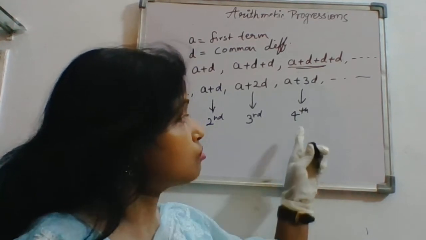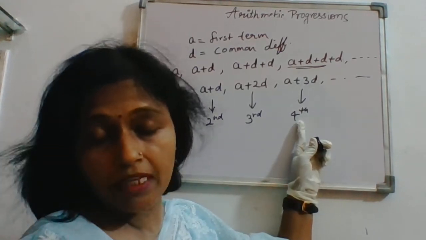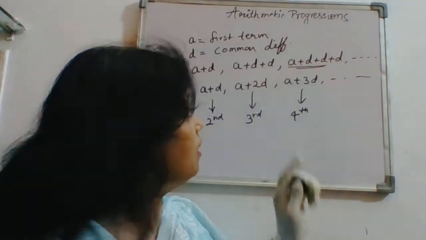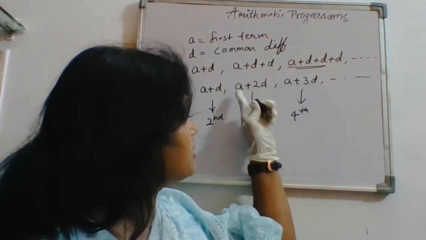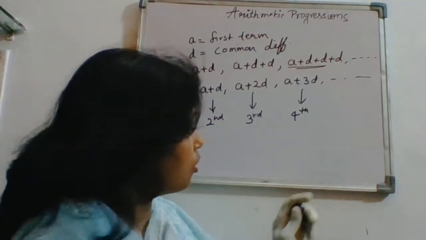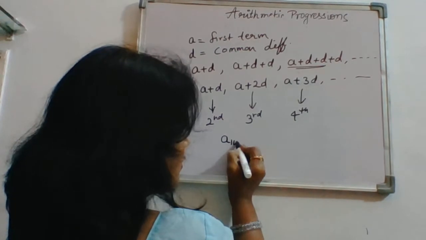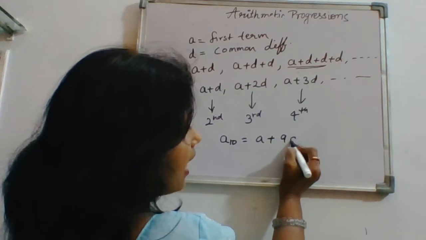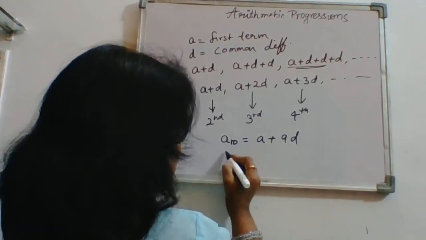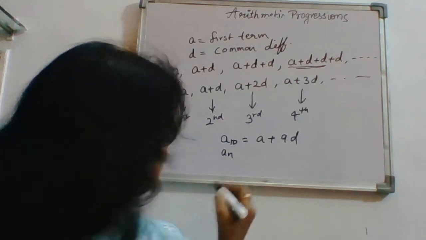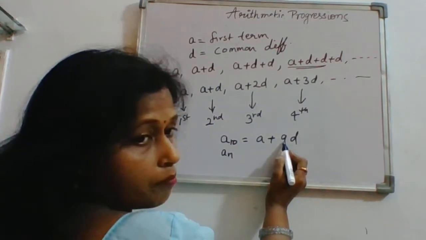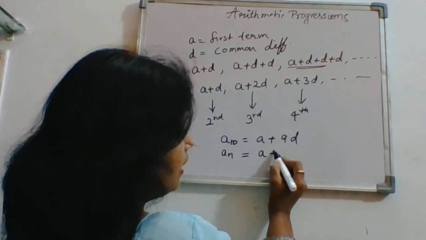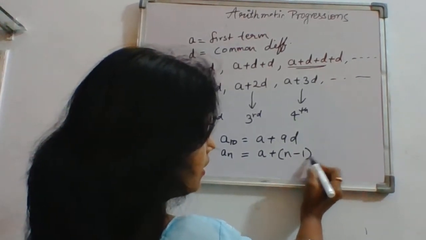If it is asked what will be the fourth term of the AP, the fourth term is A plus 3D. What is the third term? It is A plus 2D. So what will be the 10th term? The 10th term will be denoted by A10, so it will be A plus 9D. What will be your nth term then? You are seeing in the 10th term we are having minus 1, 10 minus 1 that is 9. That means the nth term will be A plus n minus 1 times D.